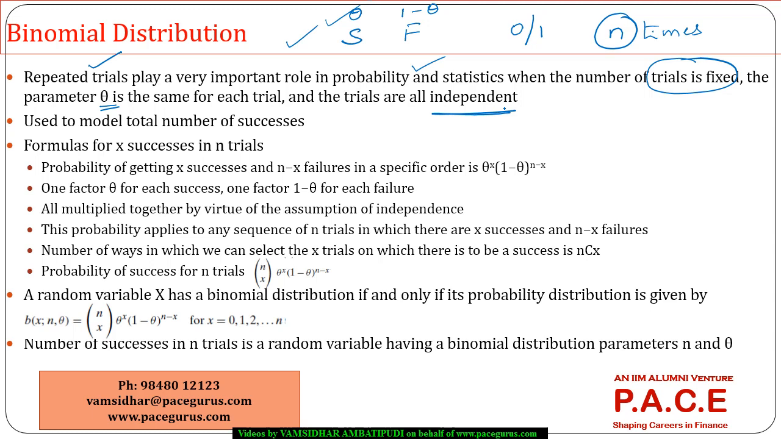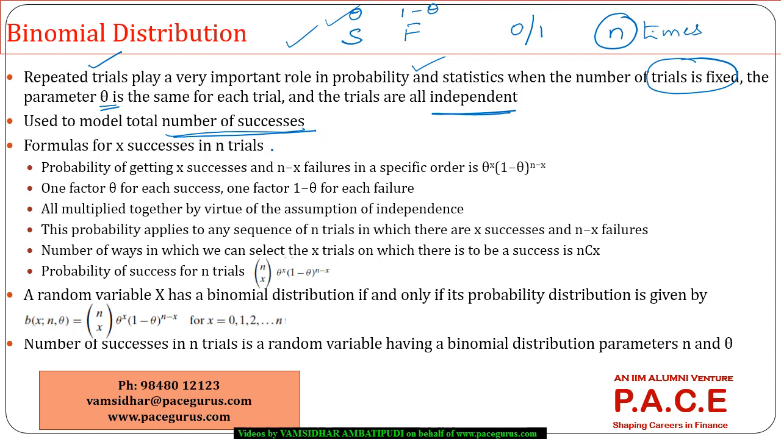When these kinds of situations are there, if I am interested in finding out the total number of successes, what is the probability of getting 2 successes, what is the probability of getting 5 successes, 20 successes. If I am interested in finding out the probability associated with the number of successes, I can very well rely on the binomial distribution.